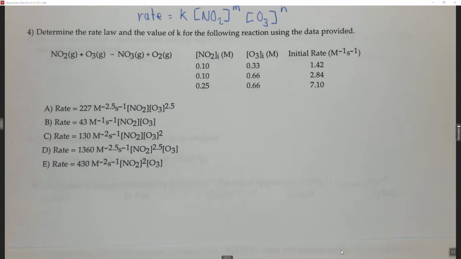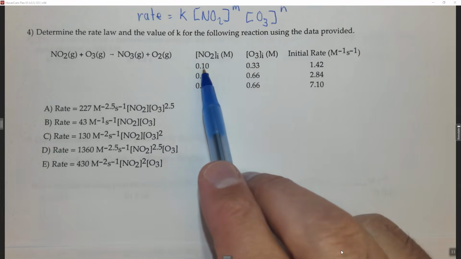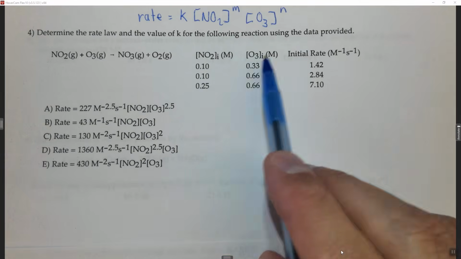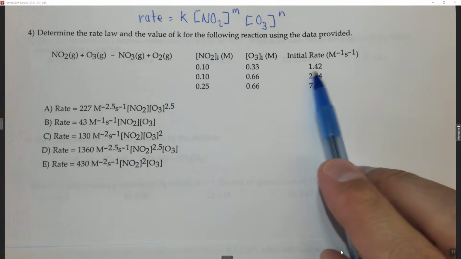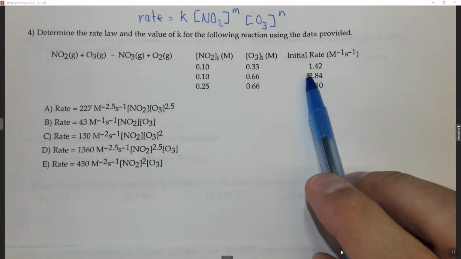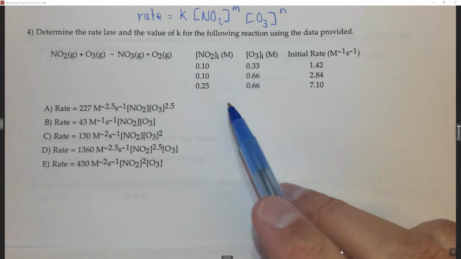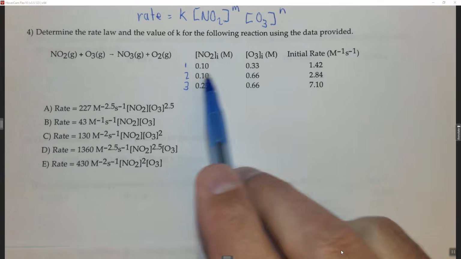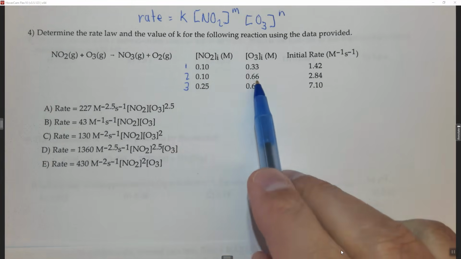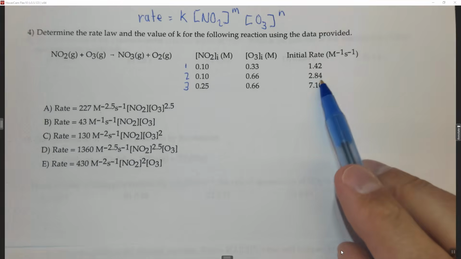Okay, so what did this person do? Well, this person found that if they use 0.1 molar of this and 0.33 molar of this, this is the initial rate. So basically, this is the initial slope of the line for measuring the change in concentration. Then for trial 2, I'm going to label these 1, 2, and 3 so that I can refer back to them. For trial 2, you'll notice they doubled the concentration of the O3 and they looked to see what happened to the rate.